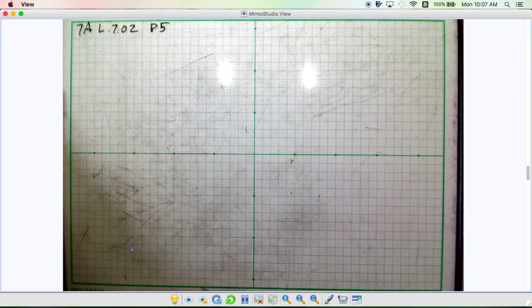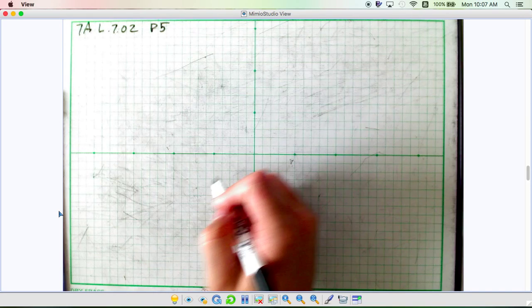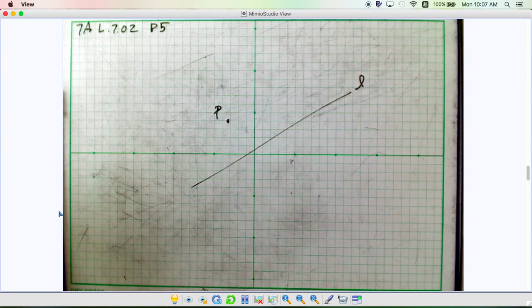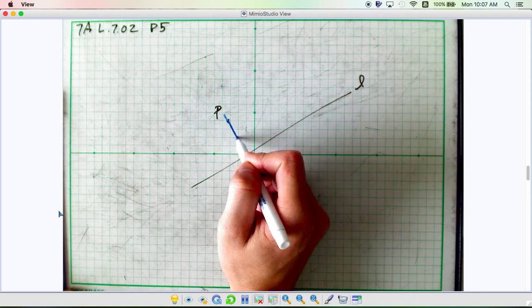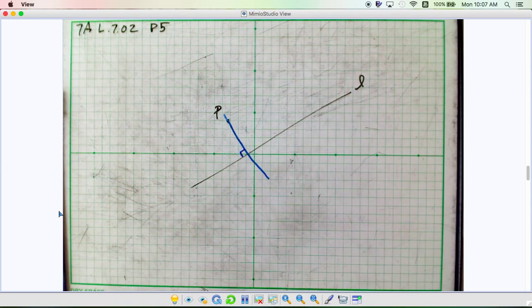So part A says given a line L and a point P not on L, so it goes like this, right? A line L and a point P somewhere over here. How many lines are there through P that are perpendicular to L? Which means how many perpendicular lines can you draw going through P and also perpendicular to L? Of course, it's one. But why? How do you justify your answer, right?